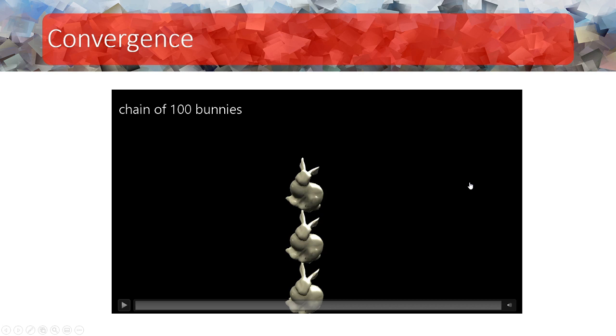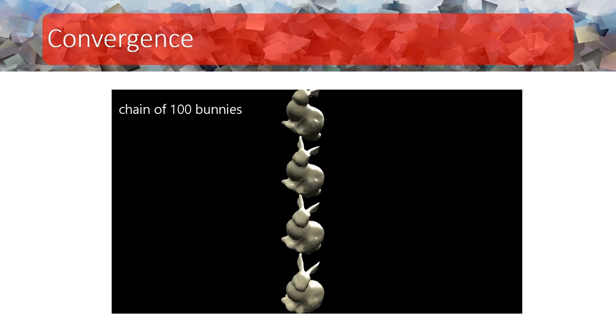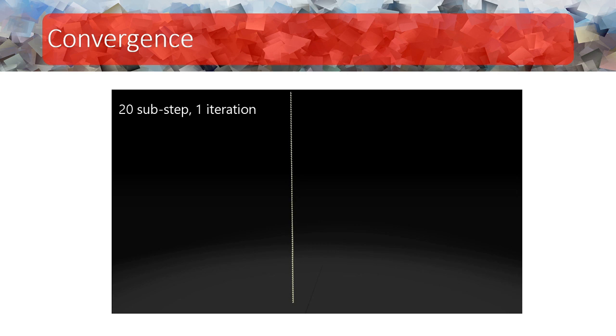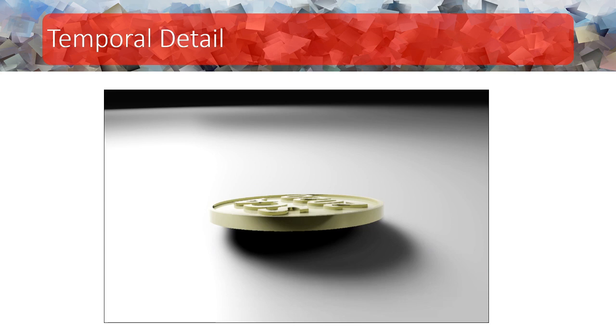To demonstrate this, we created a chain of 100 bunnies. The first one is attached to the ceiling, and each bunny is attached to the one above. We first simulate this with one substep and 20 iterations. This way, the chain gets really stretchy. With 20 substeps and only one iteration, the stretchiness is almost completely gone. The difference is truly amazing. The next example shows the temporal detail we can resolve before the coin comes to rest.